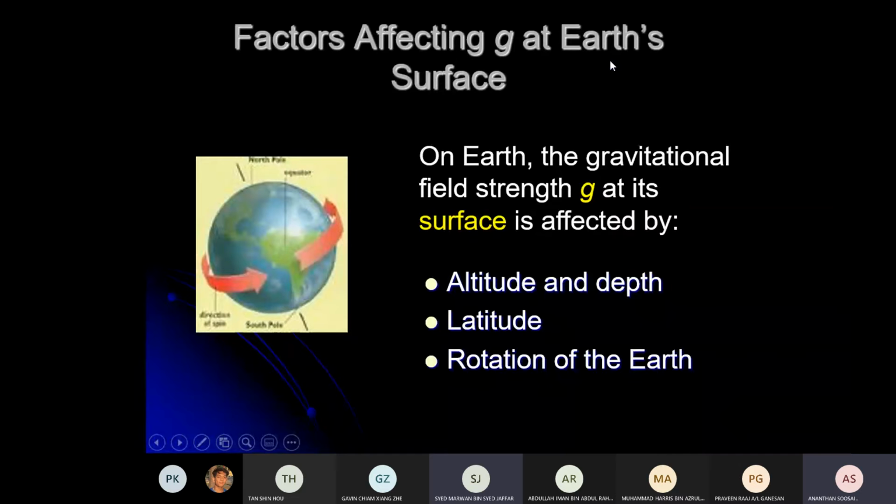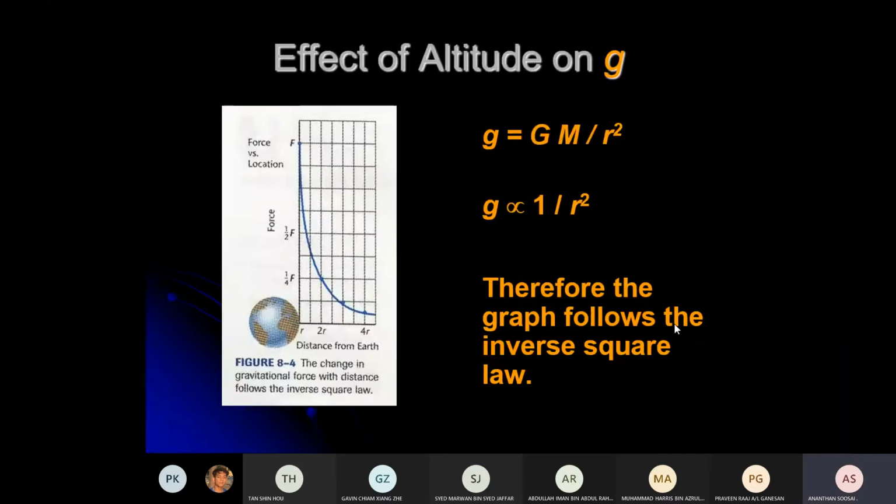The factors affecting g at the Earth's surface are altitude, latitude, and rotation of the Earth. First, altitude. We already discussed altitude indirectly. The effect of altitude on g: we know gravity is GM over r squared, so of course when r increases, g decreases. Therefore the graph follows the inverse square law. Altitude definitely affects gravity. Not much to say about that; the formula explains it.